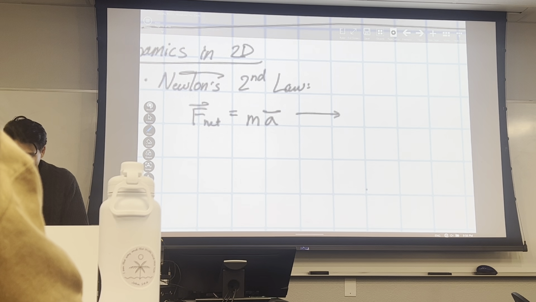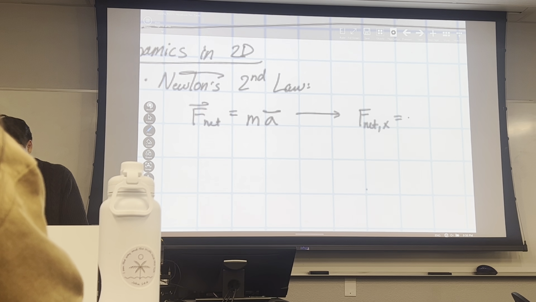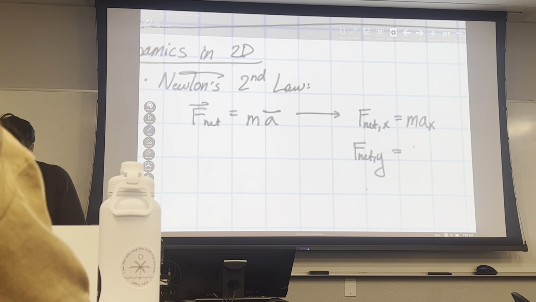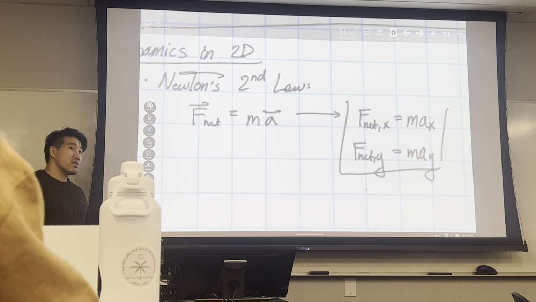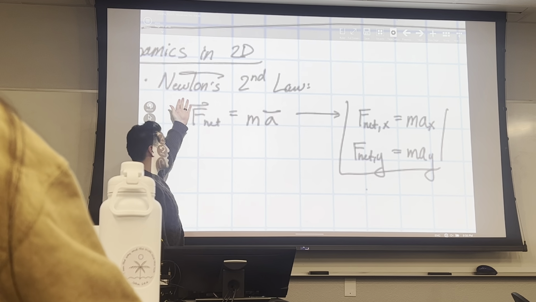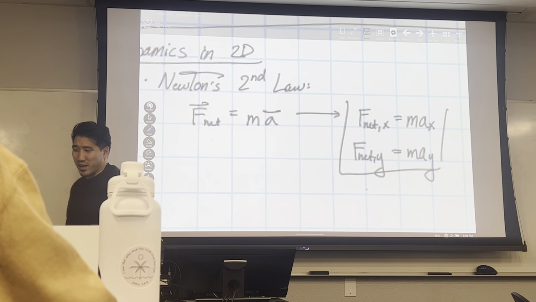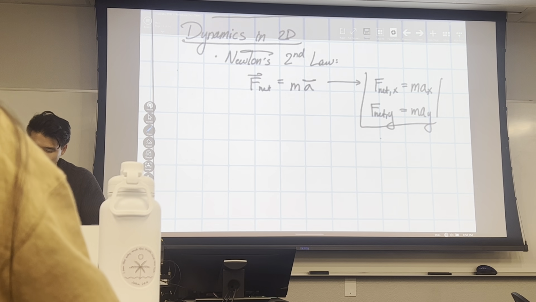And so in 2 dimensions, this single equation is actually a combination of two. It's F net in the x direction is mass times the acceleration in the x direction, as well as F net in the y direction is mass times acceleration in the y. So essentially, dynamics in 2D is dynamics in 1D, and you do it twice, just for different directions.